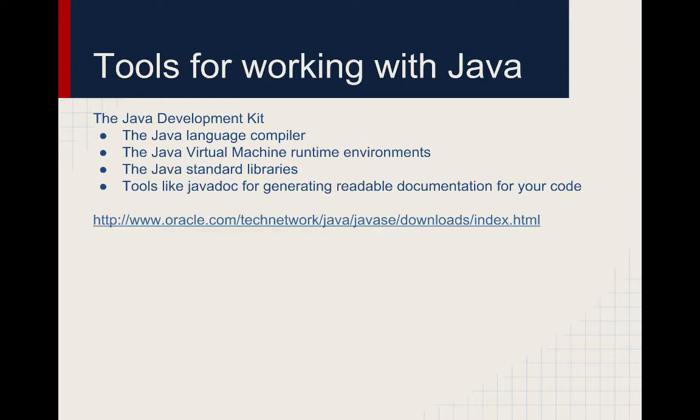A fundamental tool for working with Java is called the JDK, the Java Development Kit. The JDK consists of several components. First, there's the compiler for the Java language. There's the Java virtual machine, which runs your Java applications. There's a suite of standard libraries for the Java programming language and the programming platform. And there's also tools like JavaDoc, which is a tool that generates readable documentation for your code. You can download the Java Development Kit from the URL here on the slide. You'll also get information on that URL for how to configure and install the JDK on your machine.